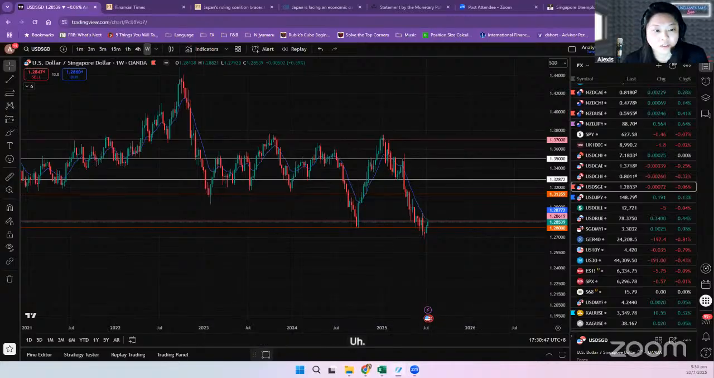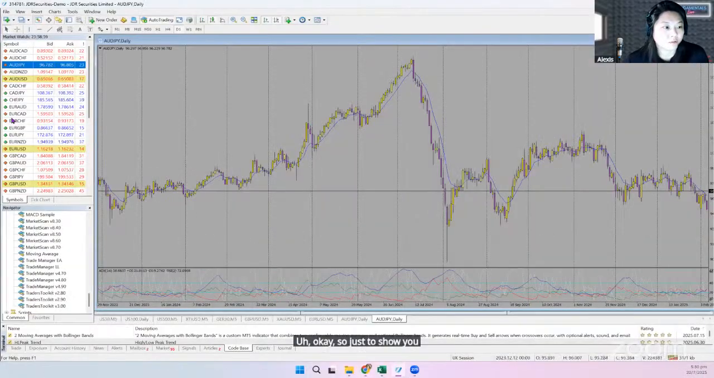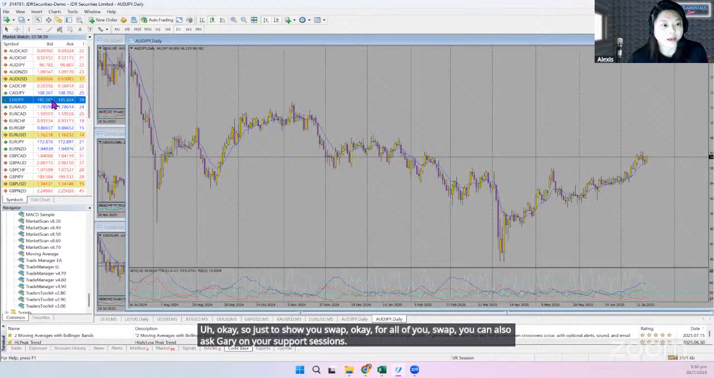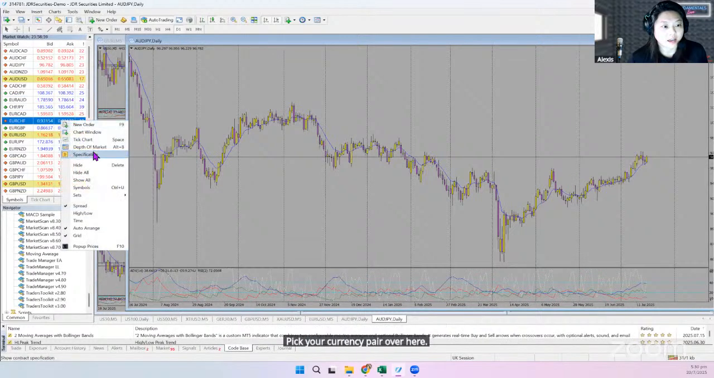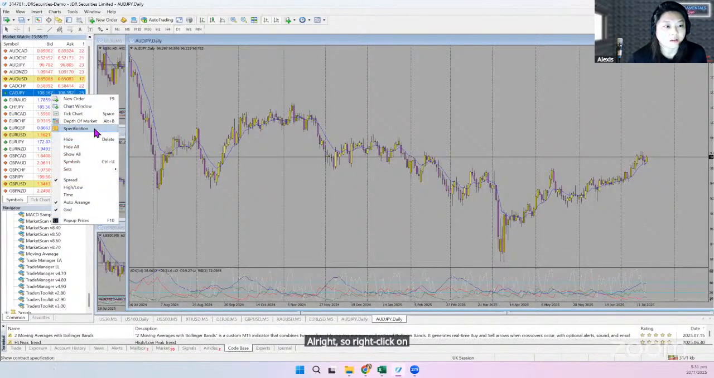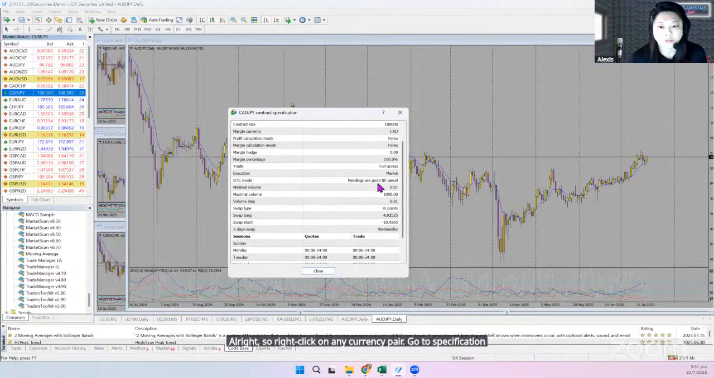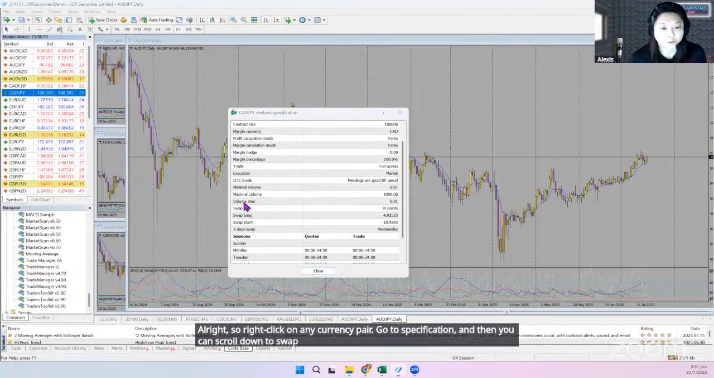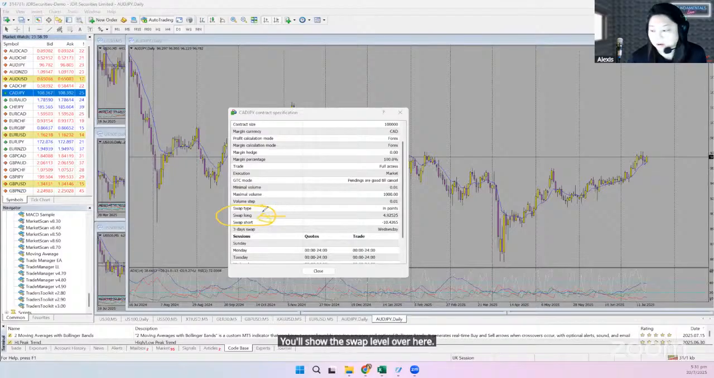Okay, so just to show you swap. Okay, for all of you, swap. You can also ask Gary on your support sessions. Pick your currency pair over here, right click and click on specification. So this gives the specification of the contract. All right, so right click on any currency pair, go to specification, and then you can scroll down to swap over here. It will show the swap level over here. Swap long short over here.